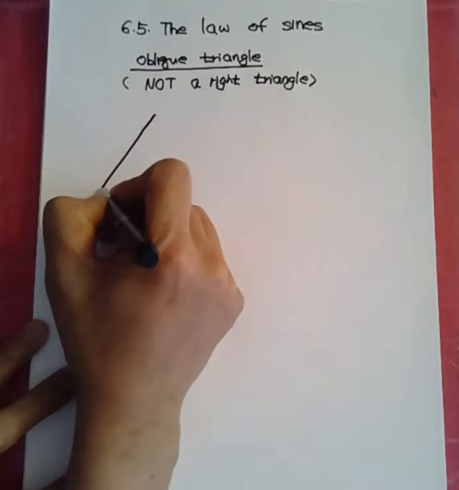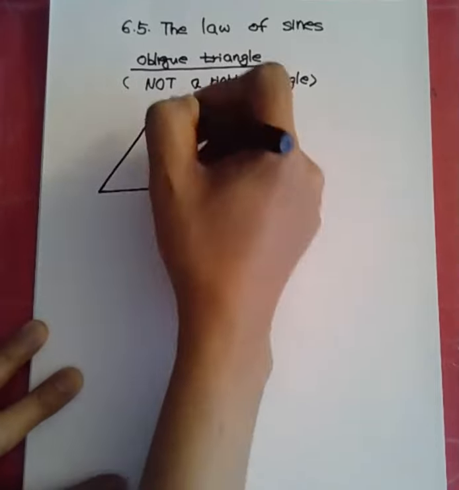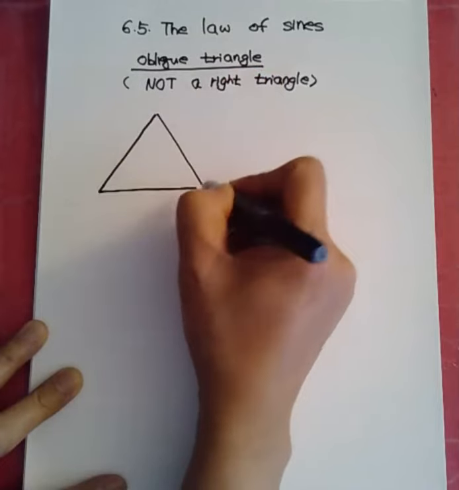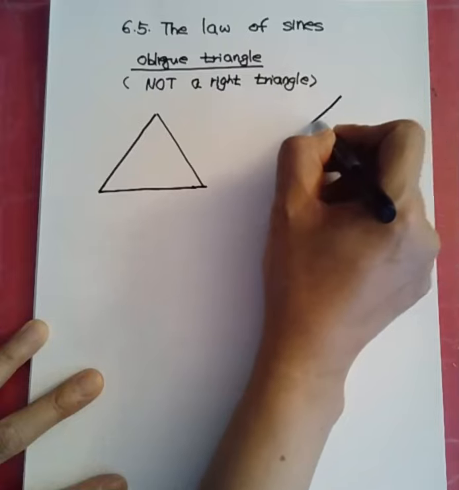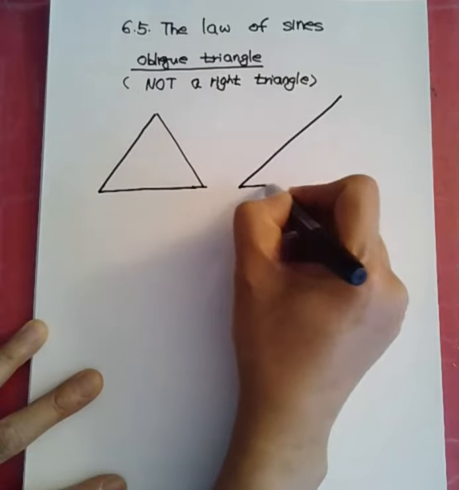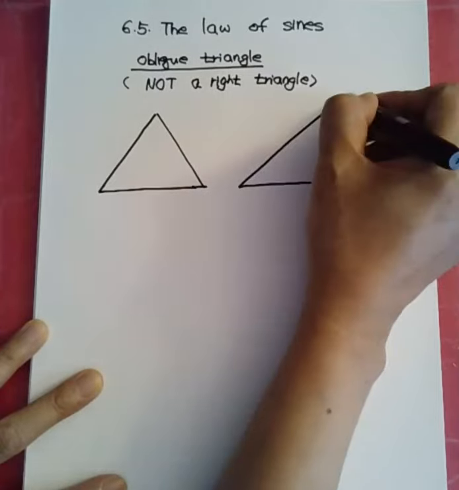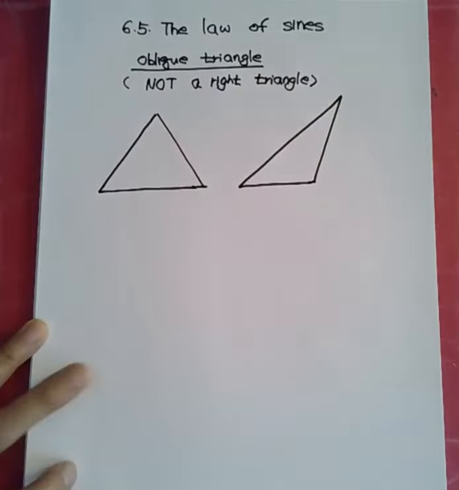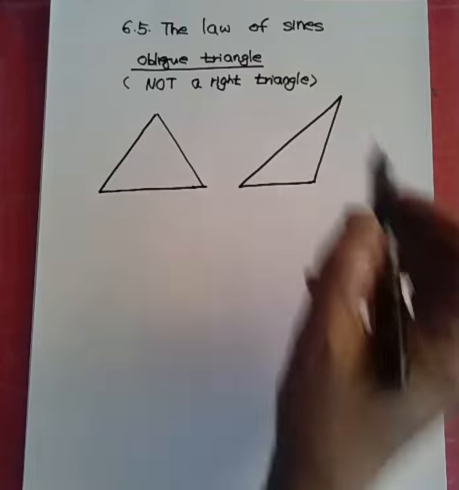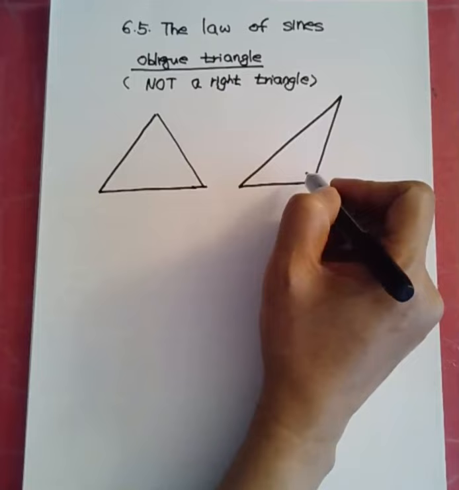There are two types of oblique triangles. Those are acute triangles, so none of them are obtuse angles greater than 90 degrees. The other one is obtuse triangle. One of the angles should be an obtuse angle to be an obtuse triangle.